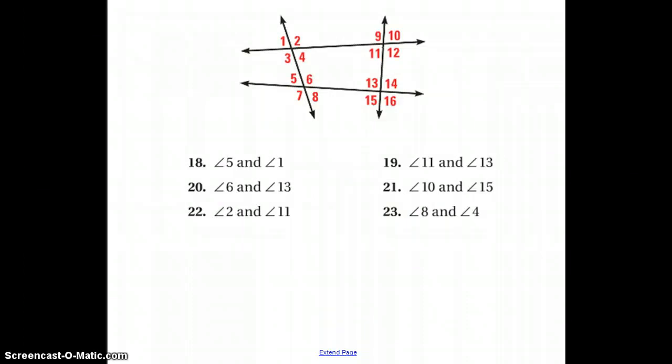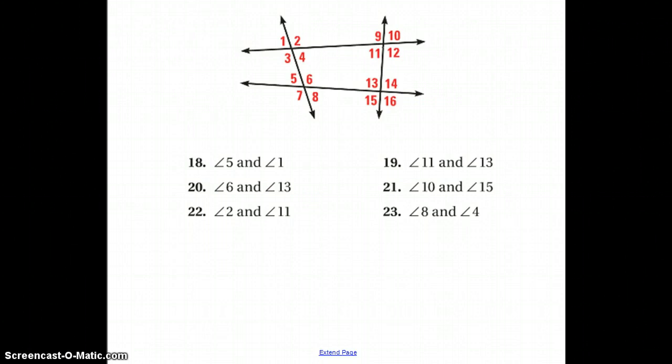Pause one more time, and this is the last slide. This is your fourth check. And I need you to classify the angles that I am giving you. And you may abbreviate. For example, alternating interior could be AI.